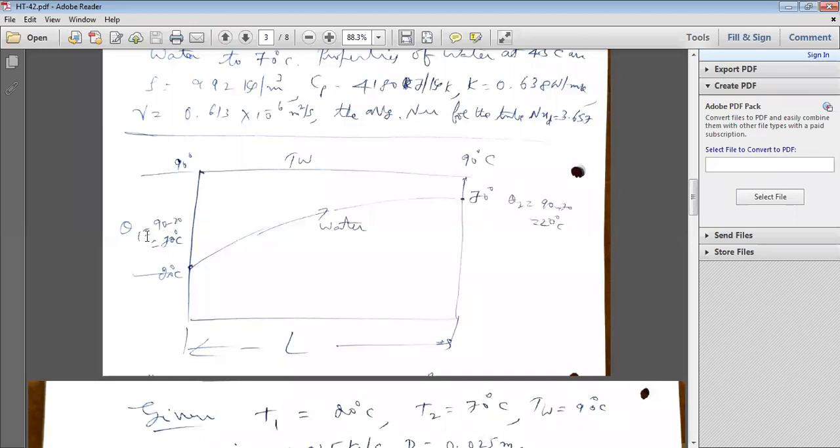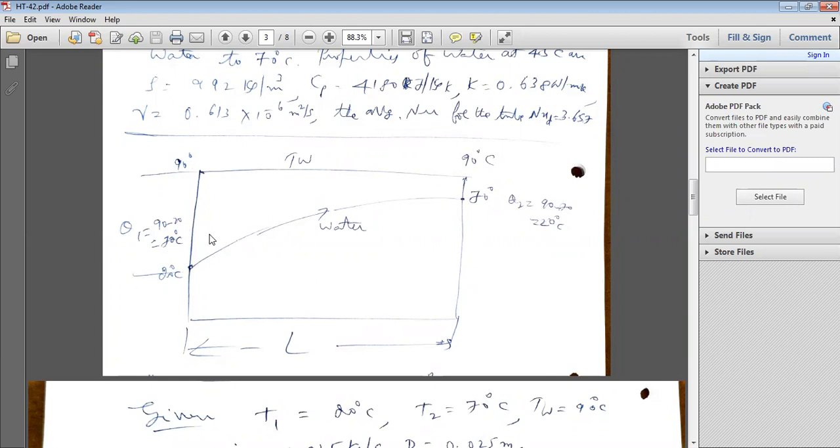So the temperature difference, theta 1, is the temperature difference at the inlet. You will come across these types of problems in heat exchangers also. This is also a heat exchanger. So just follow the procedure given.